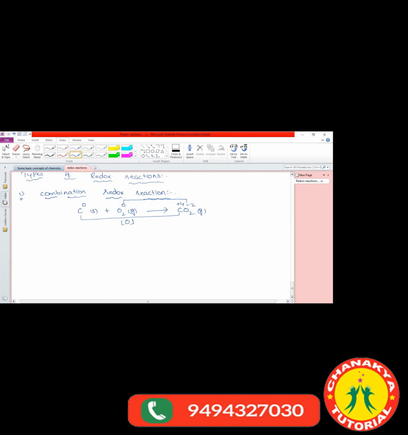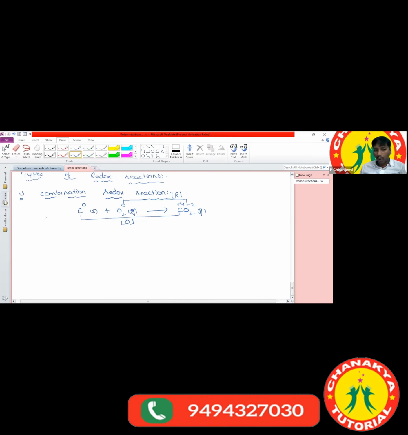Decreasing of oxidation number is called a reduction reaction. Decreasing of oxidation number is called a reduction reaction.